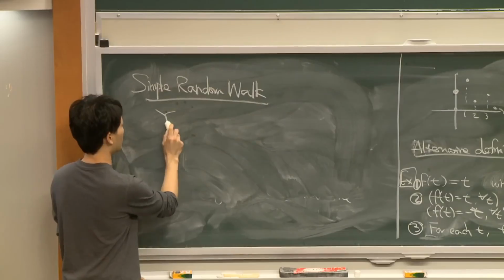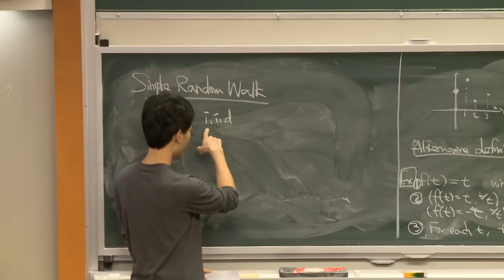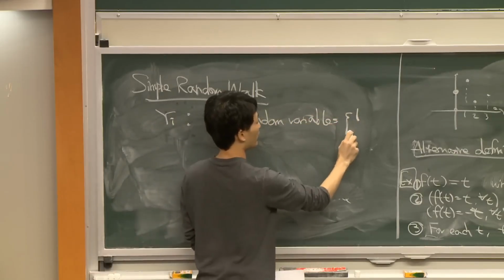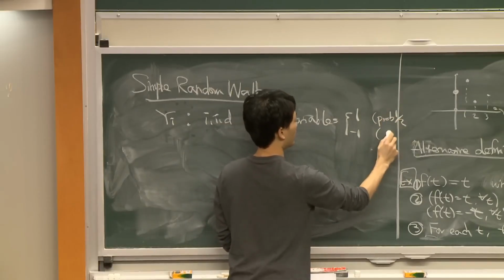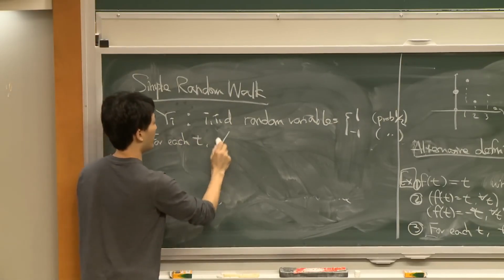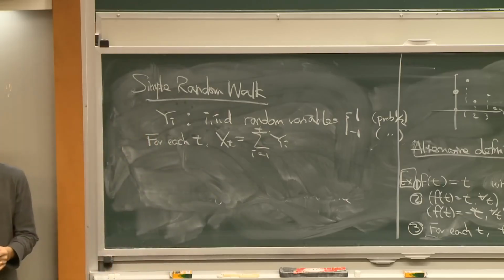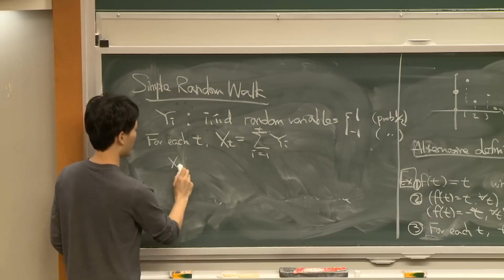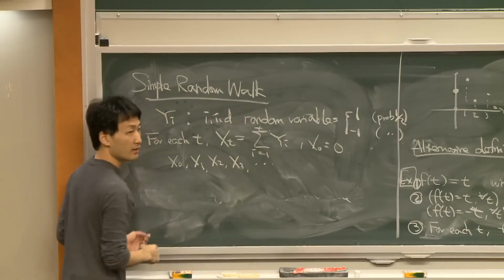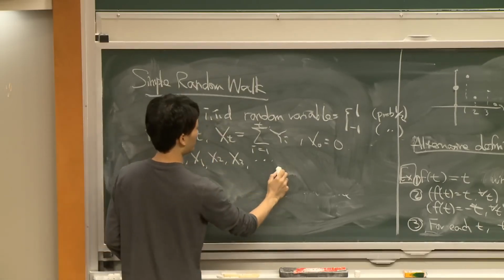And what is a simple random walk? Let Yi be iid, independent identically distributed random variables, taking values 1 or minus 1, each with probability 1/2. Okay. Then define for each time t, X sub t as the sum of Yi from i equals 1 to t. Then the sequence of random variables, and X0 is equal to 0, X0, X1, X2, and so on, is called a one-dimensional simple random walk, but I'll just refer to it as simple random walk or random walk. So this is the definition.